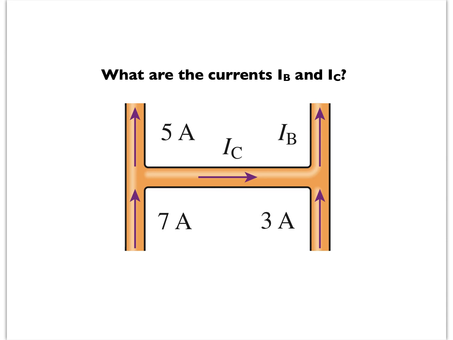Then if I look at the other junction, 2 amps comes in as current IC. This is 2 amps. 3 amps comes in here. How much has to go out here? There has to be 5 amps that goes out here because, again, the current into and out of the junction has to be equal. And that's a principle of circuits we use repeatedly.